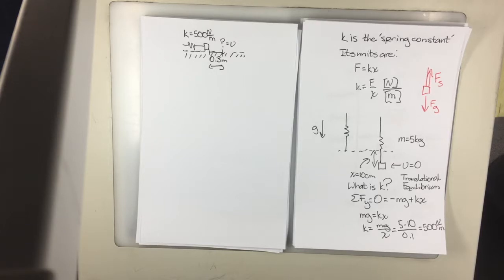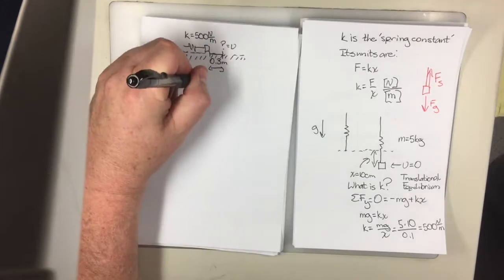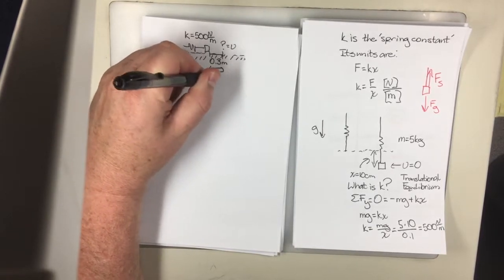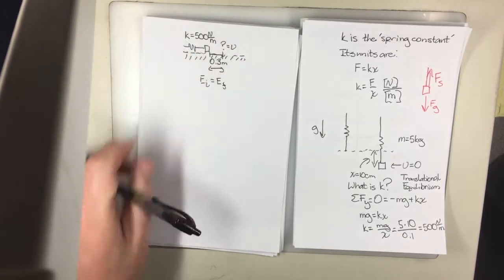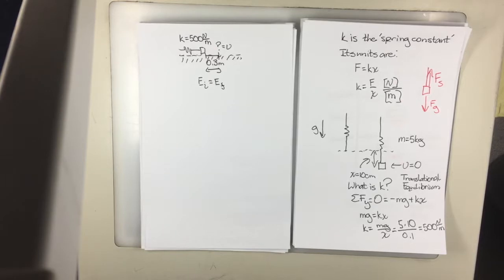This is similar to just taking an object and dropping it. What we've done is the energy initial is equal to the energy final. What is the initial position? The initial position is its compressed position. What is its final position? Its final position is its uncompressed position. It's the moment at which the mass is released from the spring.